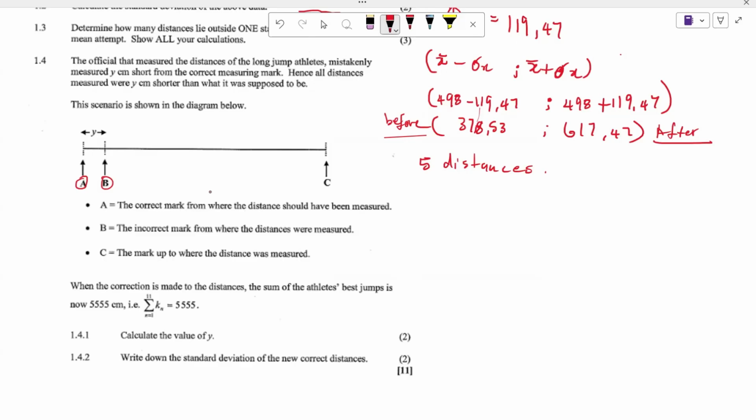Now, they say that when the correct correlation is made in distance, the sum of the athletes with the best jump is now 5 centimeters. In other words, it is given by 11. The sum of the 11 terms is given by what? 5555, right? Which is 5055. Okay.